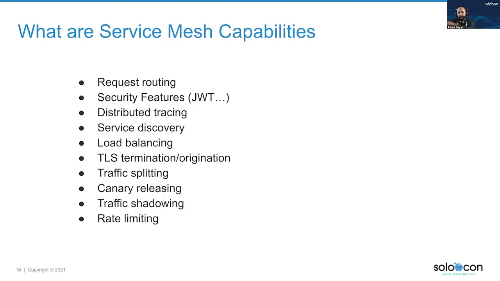Now, in terms of service mesh capabilities, we'll see that the service mesh allows request routing between services, enforcing some sort of security features like JWT, for example. You'll have service discovery. You'll also have TLS termination and origination. You'll also have canary releasing and all that stuff. If you see this list, it's really similar to what we saw on the API gateway side. It kind of offers the same capabilities in this regard.